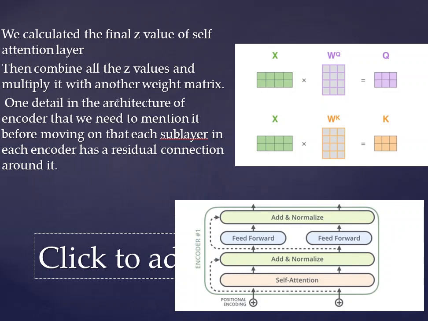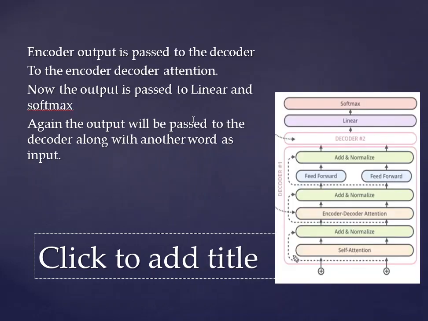One detail in the architecture of the encoder that we need to mention before moving on to each sublayer: each sublayer in each encoder has a residual connection around it, as we have studied similarly in ResNet. So we can skip layers, like we can skip the add and normalize layer and go directly to the feed forward, or we can skip it and go directly to the add and normalize layer.